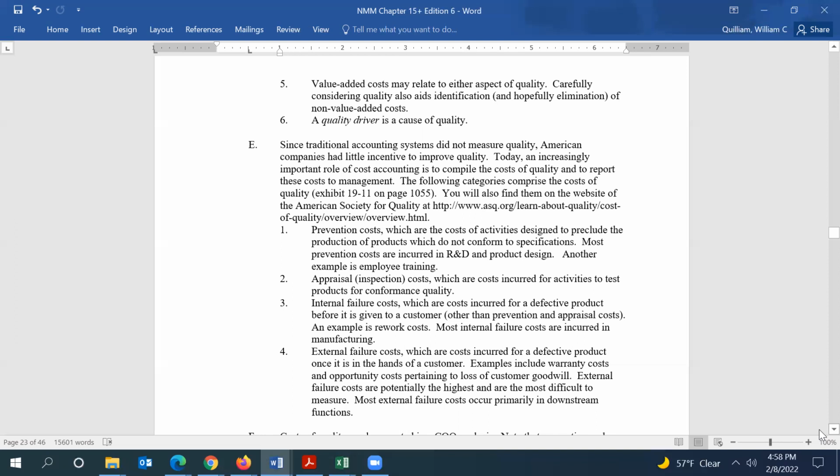So number 3 is internal failure costs. That's what we would have then. That's when we catch the product before it goes out in the hands of a consumer. So if something's wrong, we catch it. So these are costs incurred for a defective product before it's given to a customer, other than prevention and appraisal costs. An example is rework costs. Most internal failure costs are incurred in manufacturing.